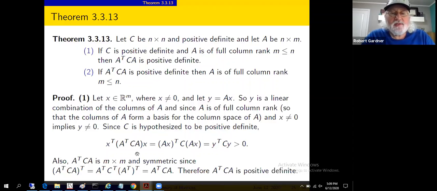Let's toy with this transpose and write X transpose times A transpose is (AX) transpose, properties of transposes. Now we've got (AX) transpose times matrix C times AX. These are vectors. In fact, we define that to be vector Y. So this becomes Y transpose CY. What do you know about matrix C? It was given to be positive definite. Then this expression must be positive. So what we've shown is that A transpose CA is positive definite.